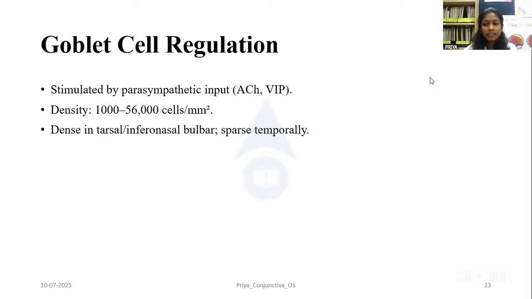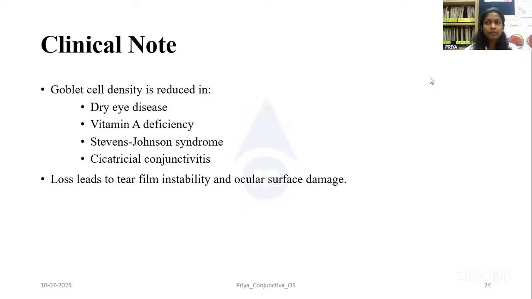Goblet cell regulation. This secretion is controlled by neural and hormonal inputs, as well as local inflammation, which reduces goblet cell density in dry eye or ocular surface disorder. Clinical note. A decrease in goblet cells leads to unstable tear film and dry eye symptoms. Thus, they are key in ocular surface disease diagnosis and treatment.